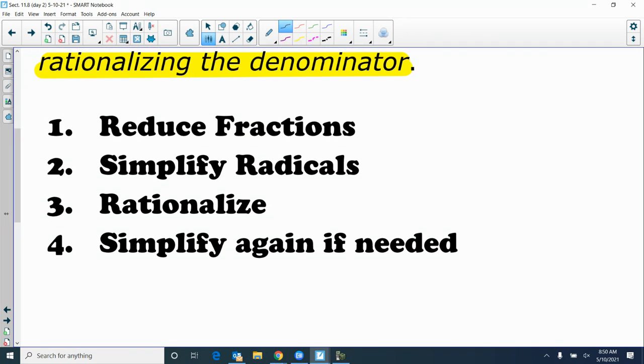A couple of things here. Reduce fractions if you can. Reduce fractions means if you have 6/8, you make it 3/4. Simplify the radicals. That means if I have the square root of 8, I simplify it to 2 square root of 2 by doing your factor tree. Rationalize will be the next step, which I'll explain. Simplify again if needed. Those are the steps we need to follow.